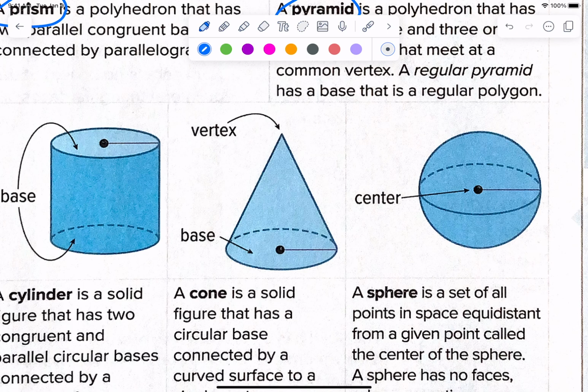Got it? Okay. What about this one? Cylinder. It's hard to see with it. What about this one? Prism. Hexagon. Hexagonal prism. Okay. What is this? Cylinder.